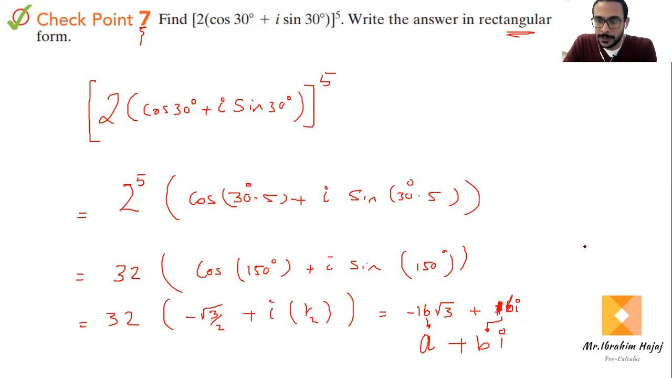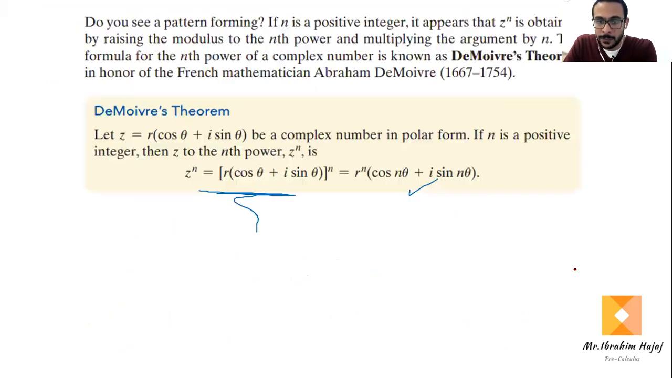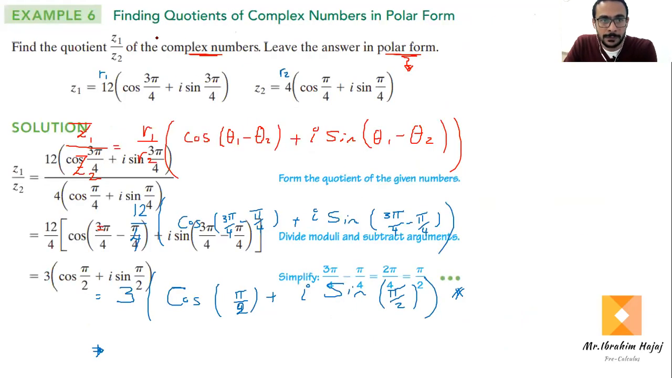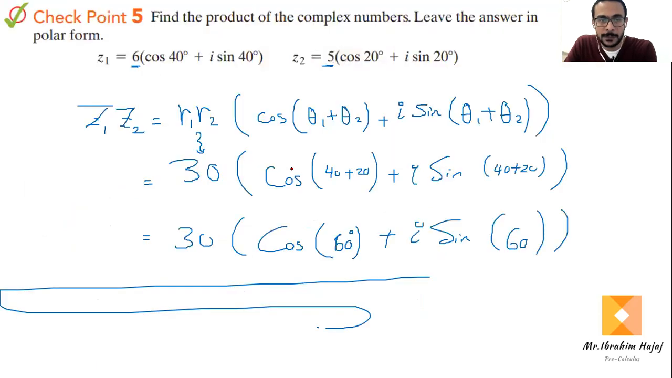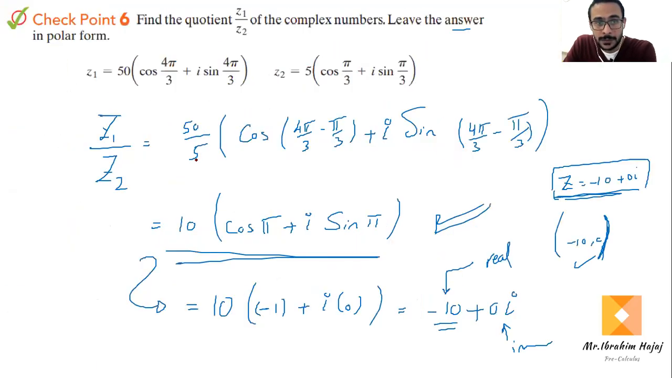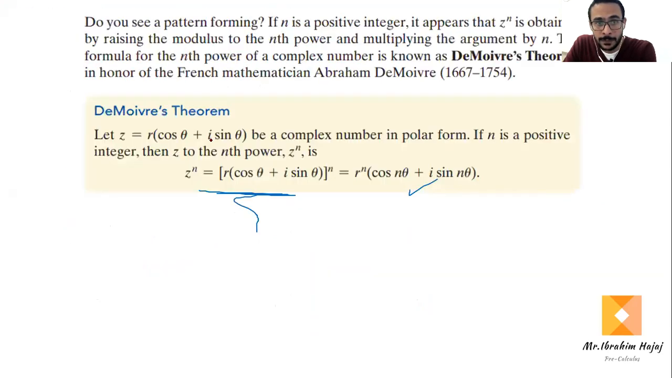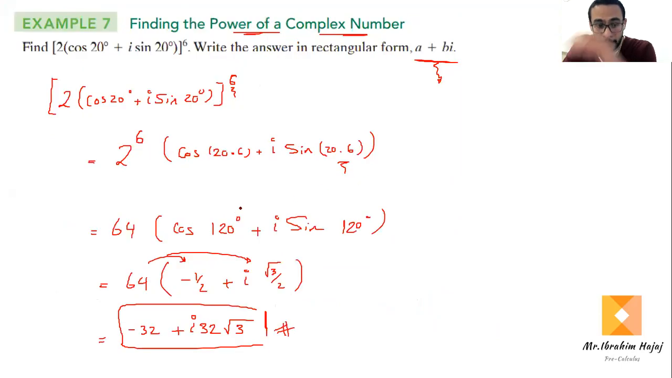We will stop here today. What we talked about today: we started from finding the quotients. To find the quotient, you divide r1 by r2 and subtract the angles. For multiplication, you add the angles and multiply r1 by r2. Next, we studied how to find the power of complex numbers. We raise r to the power n and multiply the angle by n, and n represents the power.